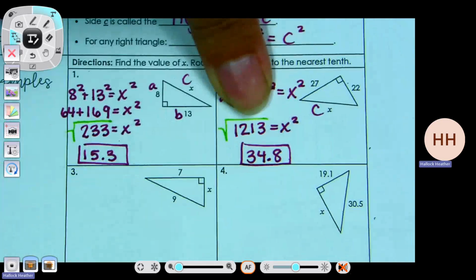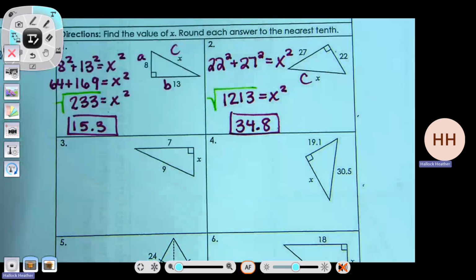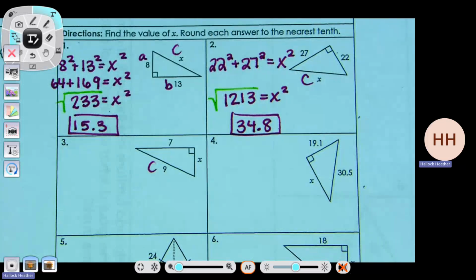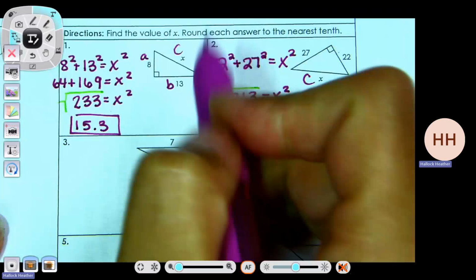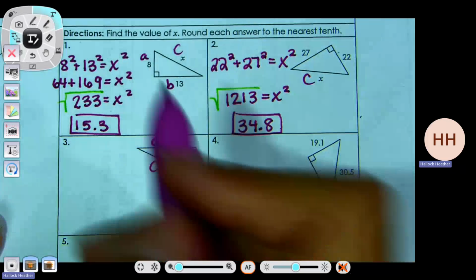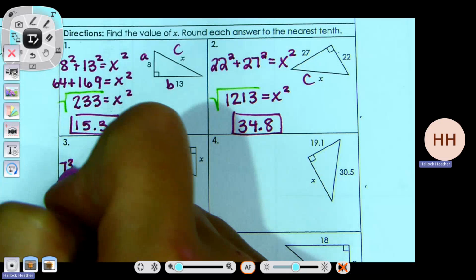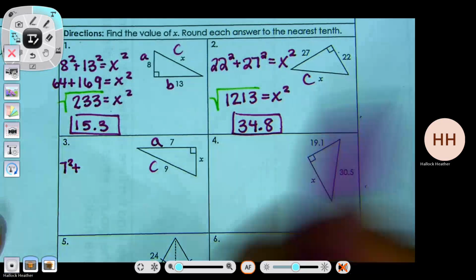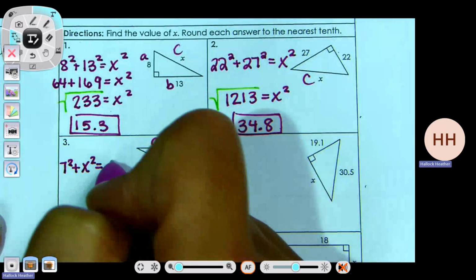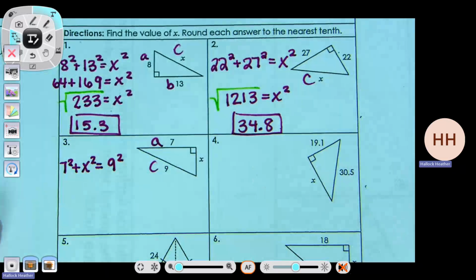Okay. So number 3, same kind of process. Which one is my C? 9. Good. That's my longest side. That's my hypotenuse. That's my C. Which one do you want to call A? I heard more 7, so I'll use 7, but it doesn't matter. So I'll call that one A. So I'm going to do 7 to the power of 2 plus x squared equals 9 squared. So it looks a little different, but it's okay.